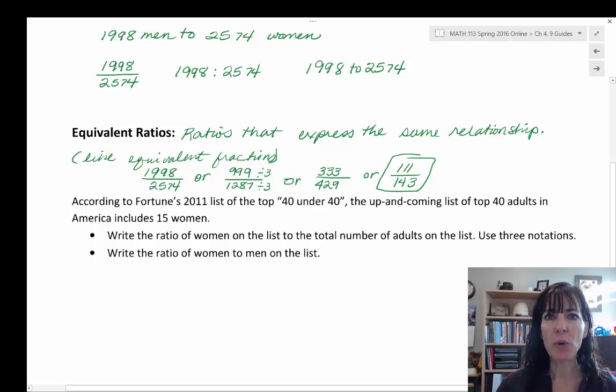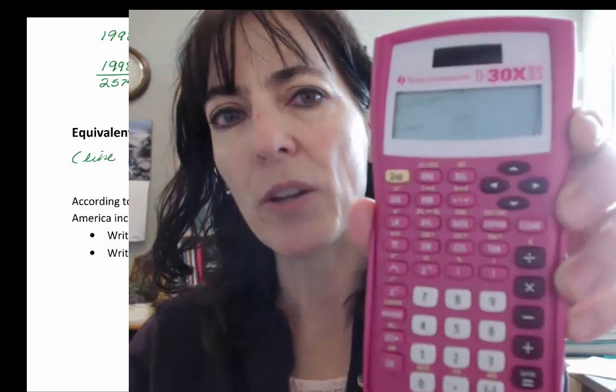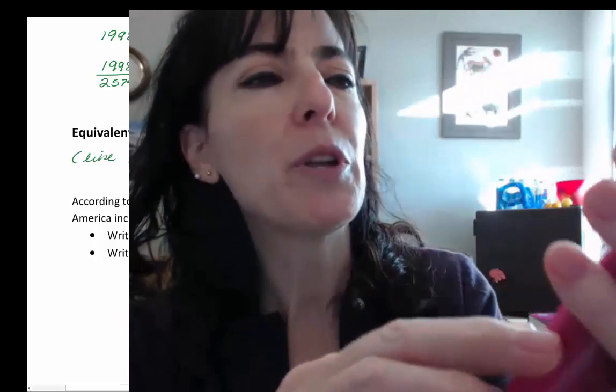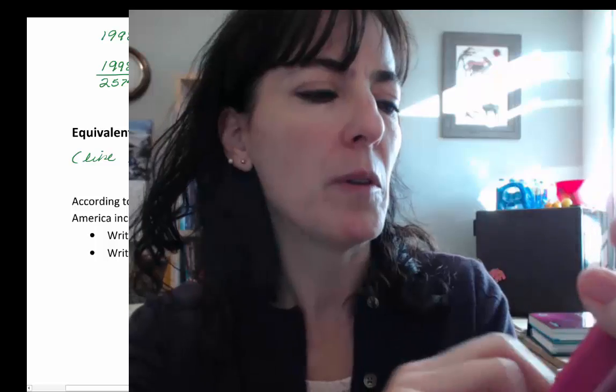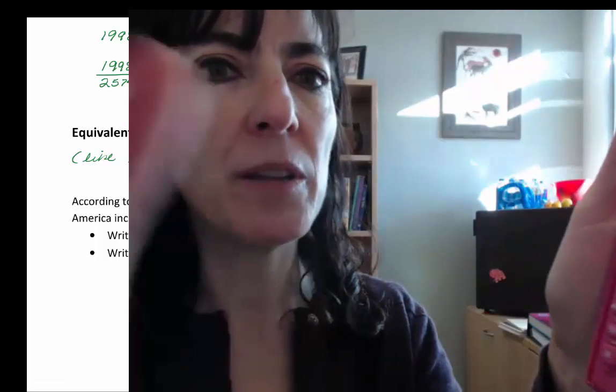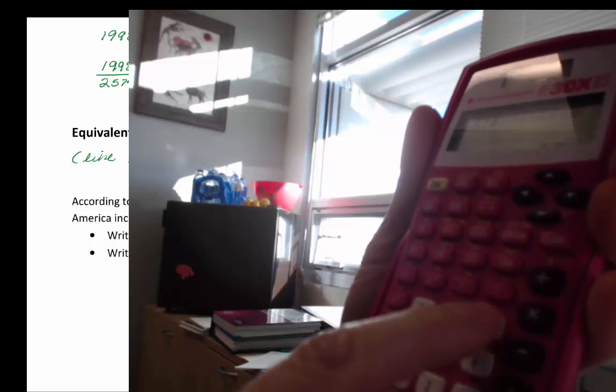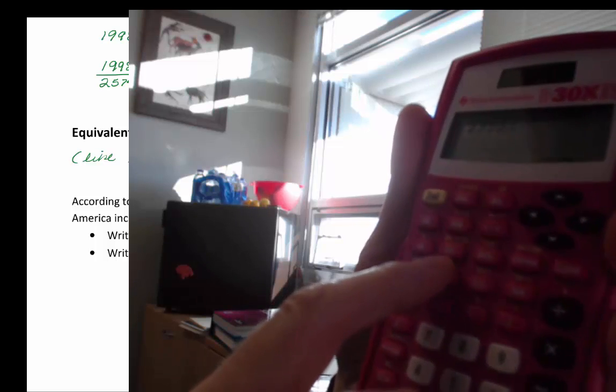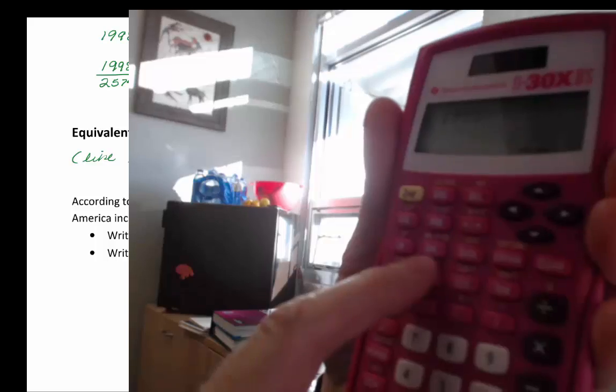I do want to show you on my calculator how you can do that. And here's my calculator, and if I want to put in the fraction, I put it in, so when it's turned on, if I do clear, then I can put in 1998, and then I'm looking for this ABC button right there.